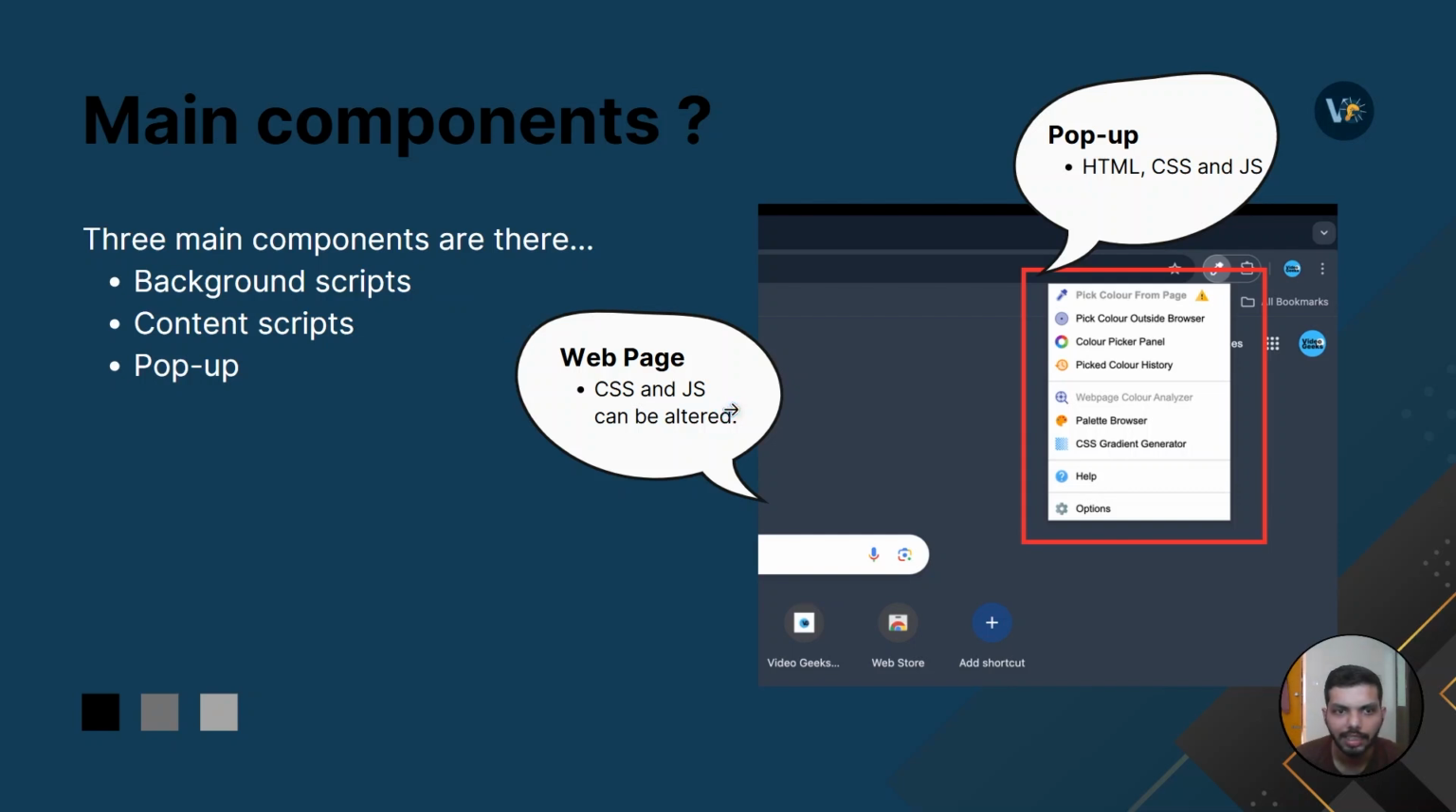Then we got to know about the main components. There are 3 main components: the background script, which runs in the background, not periodically but whenever there are events or triggers. Then we saw the content script, which is used to modify the content of the web page. And there are the popup JS or HTML files, which give the look and functionality to the Chrome extension.